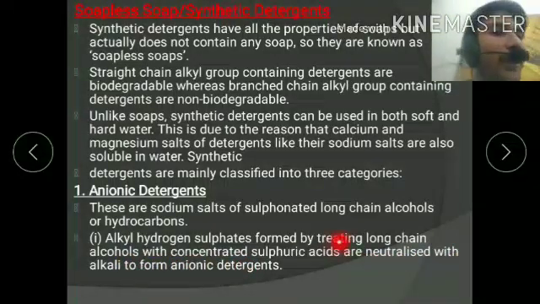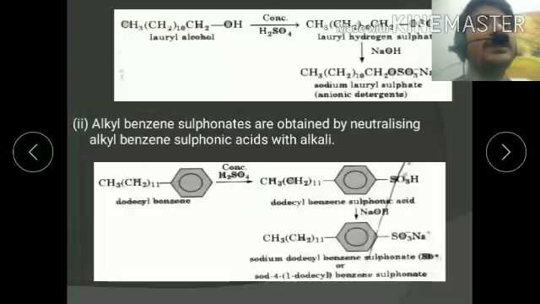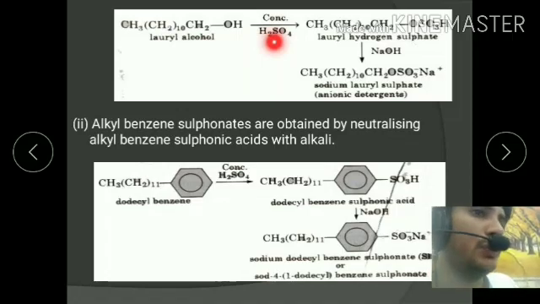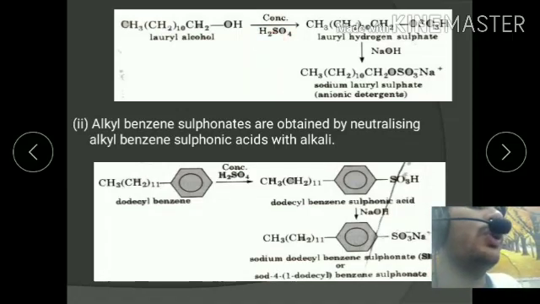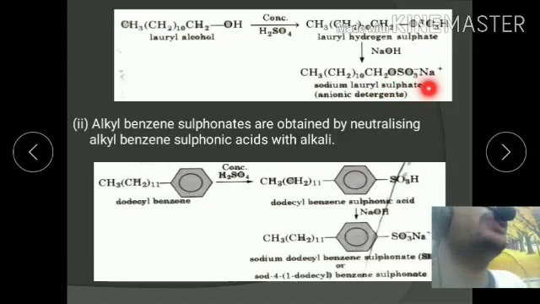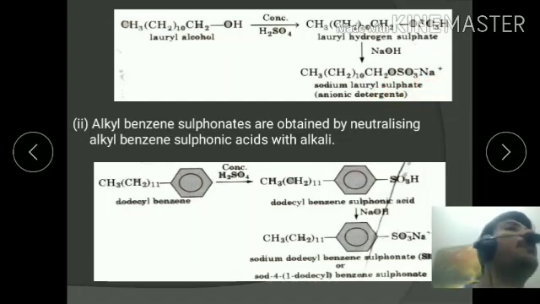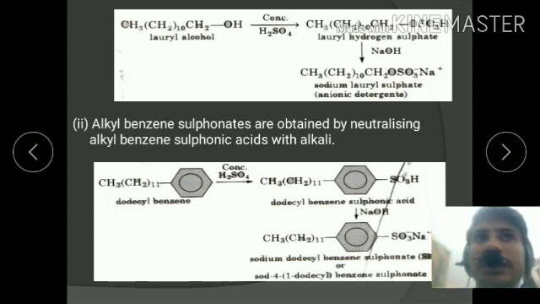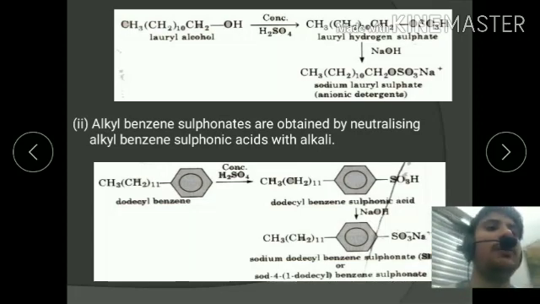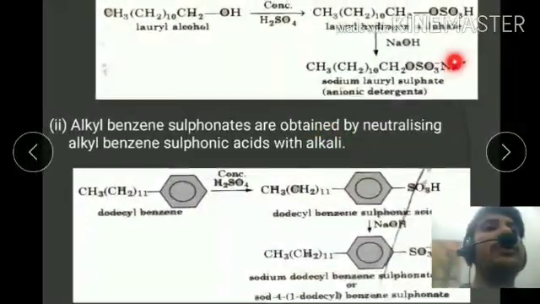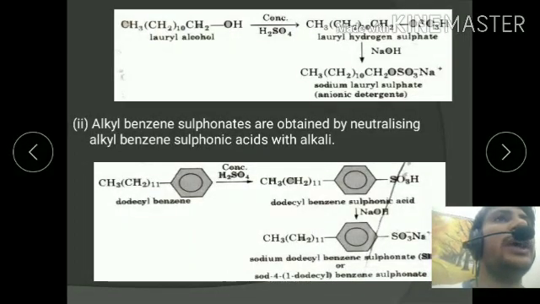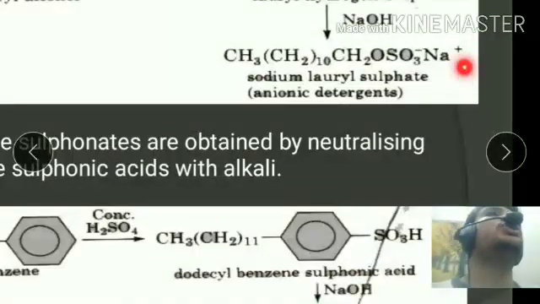Just see the chemical reaction of how we can form the anionic detergent. This is lauryl alcohol. When we react it with concentrated H2SO4, that is the acid, it gives sodium lauryl sulfate. Most important formula. You have to learn this because in the exam, if you are asked what is detergent, you have to write the definition of detergent and this formula. The formula of sodium lauryl sulfate is CH3(CH2)10CH2OSO3-Na+.